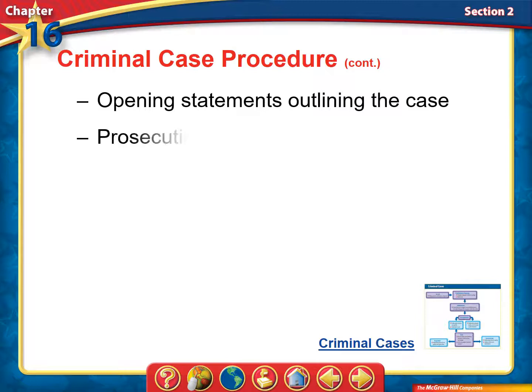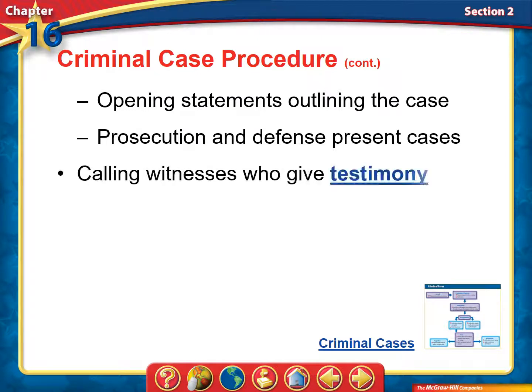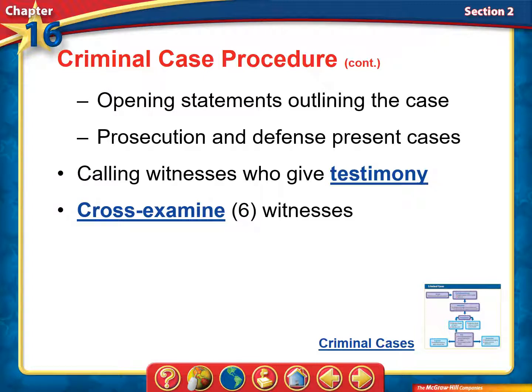In the opening statement, just like in our debate, we're going to lay out the case for why we are right. Witnesses will be called. They will give testimony. Testimony means the statement of a witness that is made under oath. I have the right to cross-examine any witness. Cross-examining means to question whether or not they are telling the truth and to attempt to discredit their claims against me.